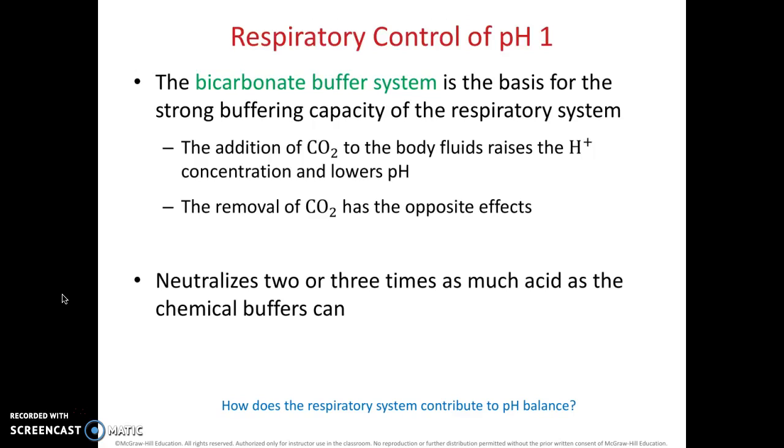So the bicarbonate buffer system is the basis for the strong buffering capacity of the respiratory system. Having CO2 in body fluids will raise the hydrogen concentration and therefore lower the pH. When you remove carbon dioxide, you have the opposite effect. So removing carbon dioxide will actually increase the pH. The bicarbonate buffer system is able to neutralize 2 or 3 times as much acid as chemical buffers are able to.